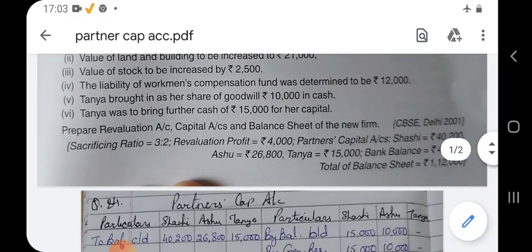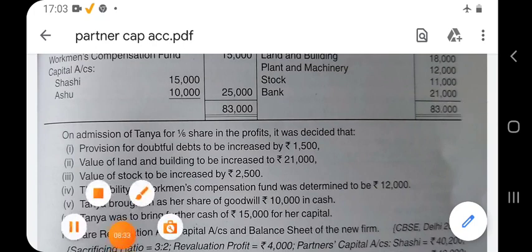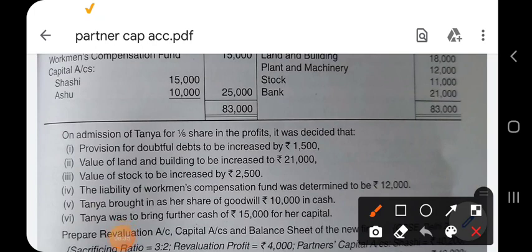Now again we will come to our question. Revaluation we did. After the balance sheet, we will check our adjustments. In the adjustments, as you can see, provision, land and building, stock, these things are treated in the revaluation account, so in the partners capital account we will not write for these things. Liability for workers compensation, we did it. Now next, the fifth adjustment is Tanya, the new partner, brings 10,000 cash for goodwill.